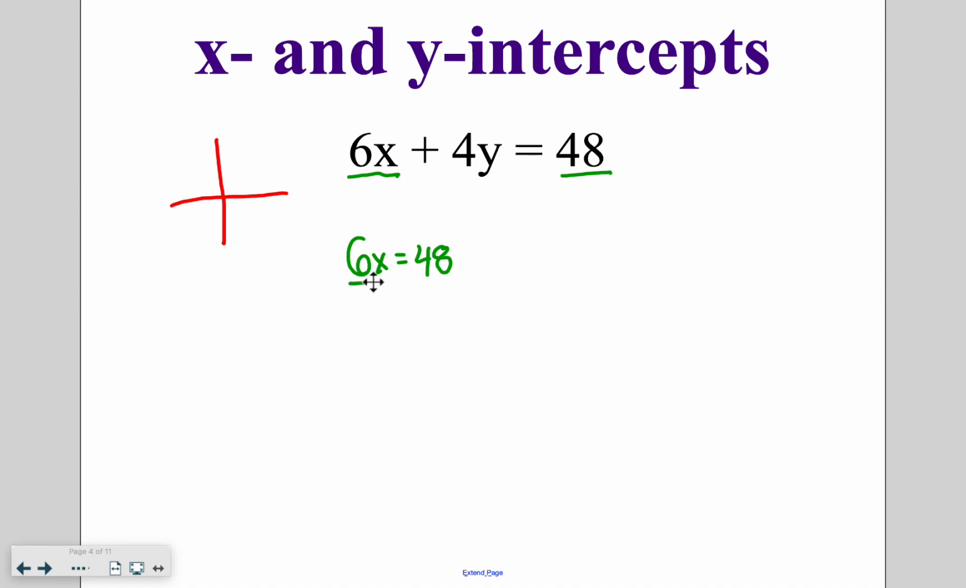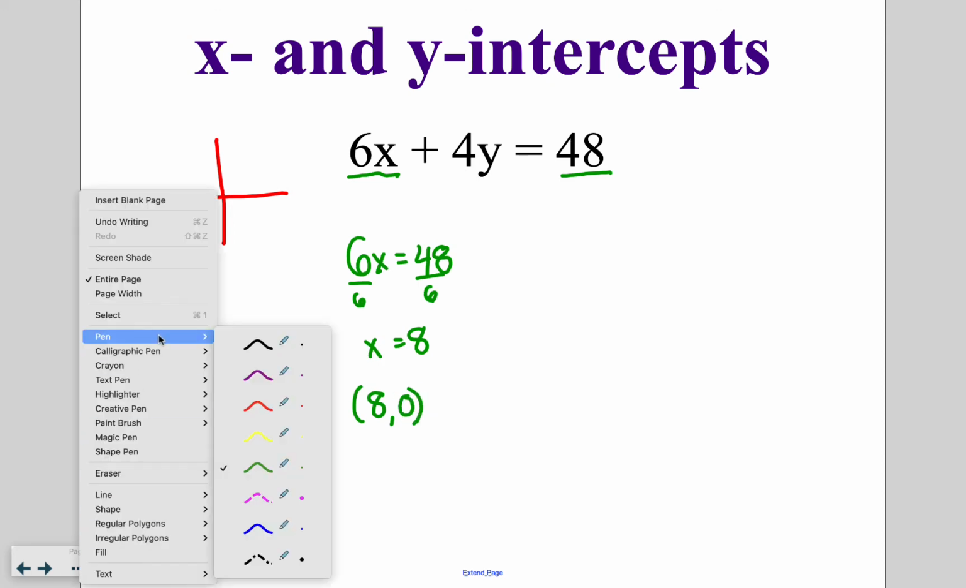When you solve this, we're going to divide by 6 on both sides, and I get that x is equal to 8. So your coordinate for your x-intercept is at 8, 0. There is no y in the problem. That's why it's 8, 0.